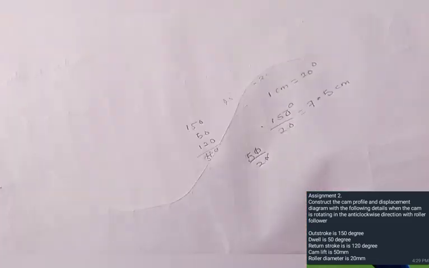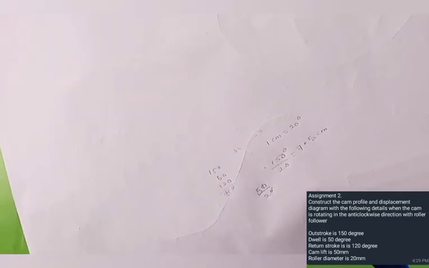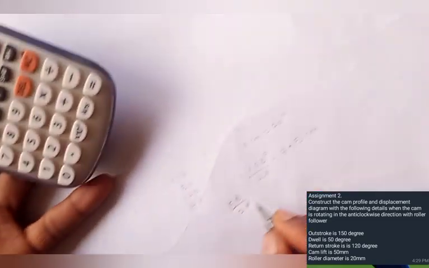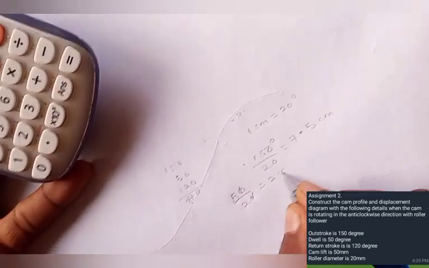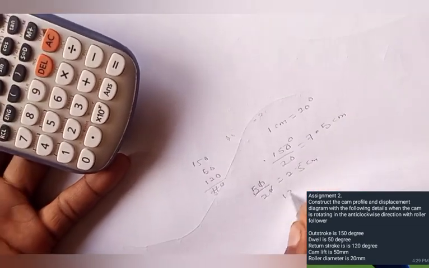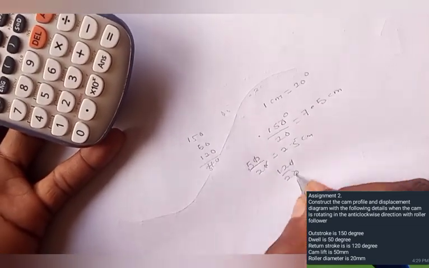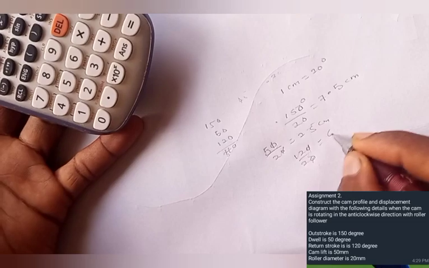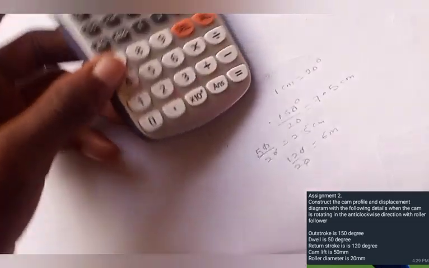Hold on, let me get my calculator. I don't want to make a mistake. So 150 divided by 20, we have 7.5 centimeter. Our 50, we have 2.5 centimeter. Our 120 divided by 20, we have 6 centimeter. Now we have our scale for each, our rise stroke, our dwell, and our return stroke.